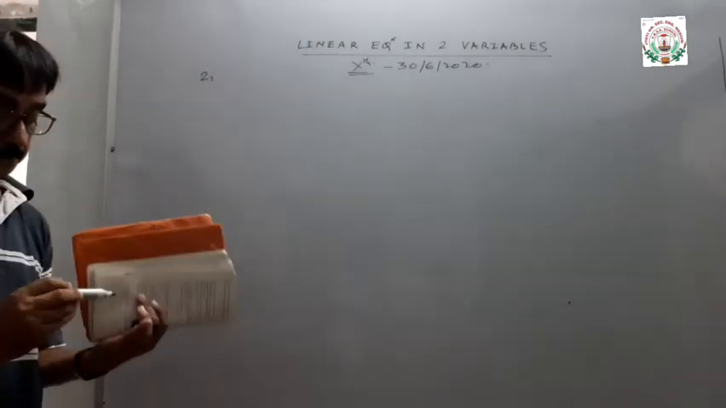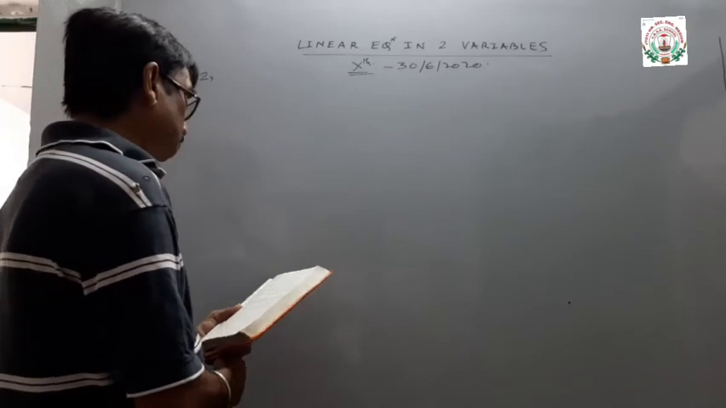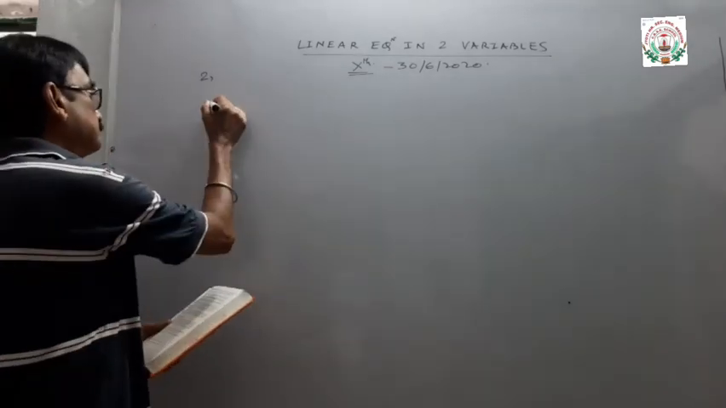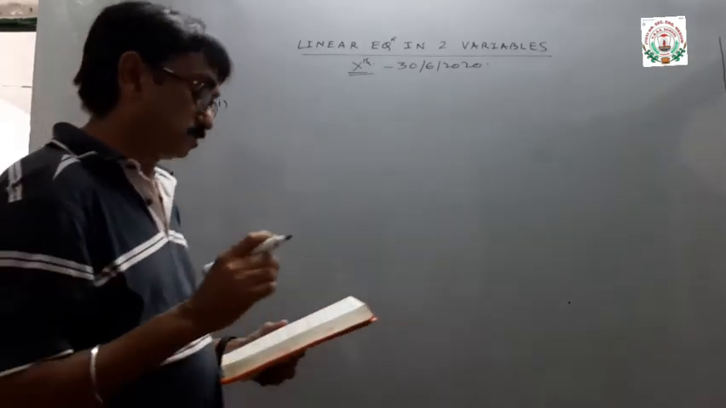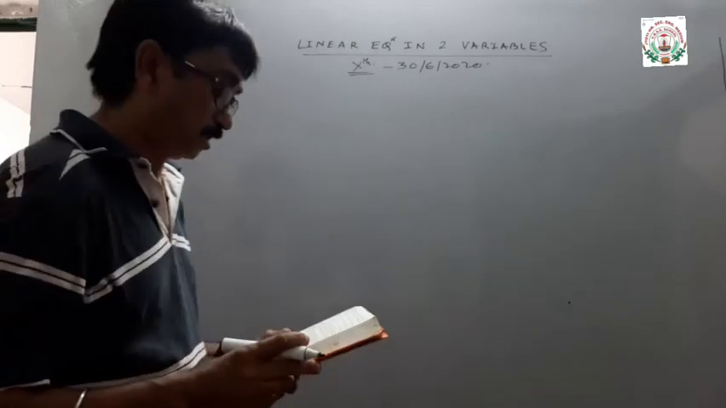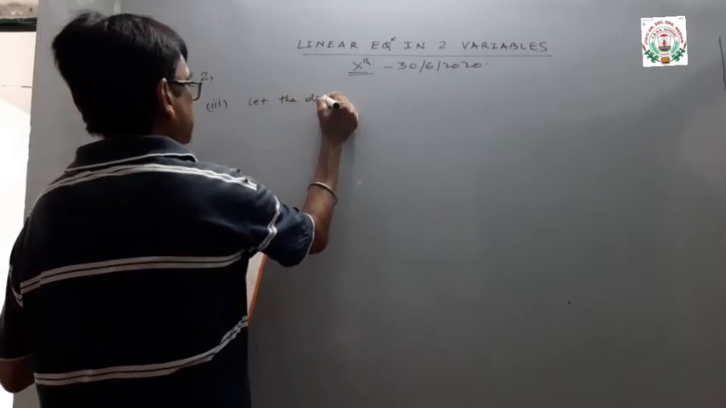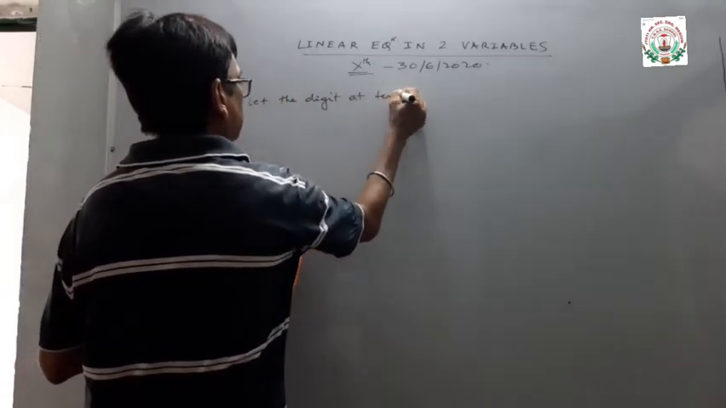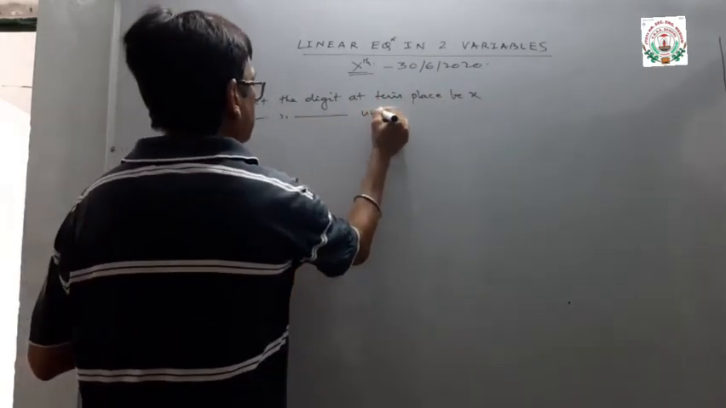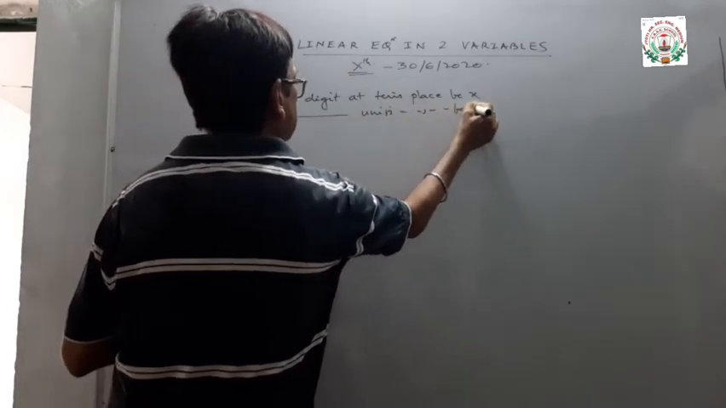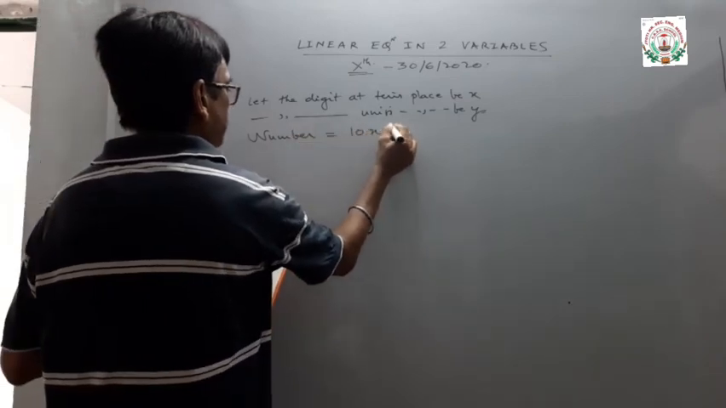Question number 3. The sum of the digits of a two-digit number is 9. This is a very important question. Also, 9 times this number is twice the number obtained by reversing the order of the digits. Find the number. Let the digit at tens place be x and let the digit at units place be y. So our number will become 10x plus y.